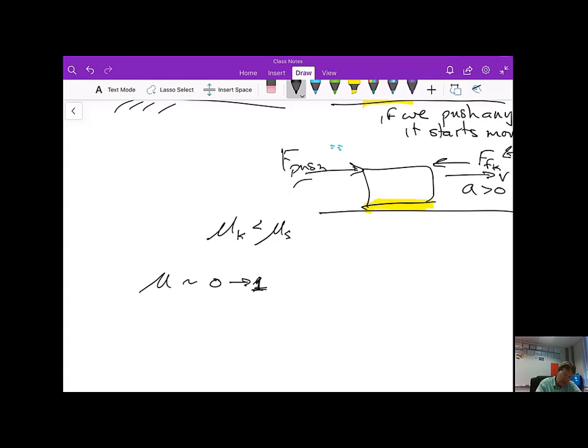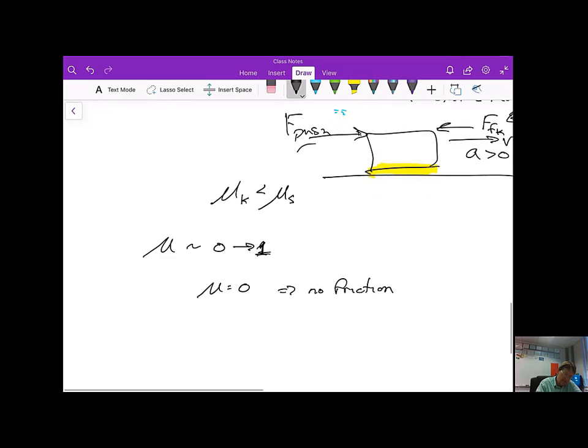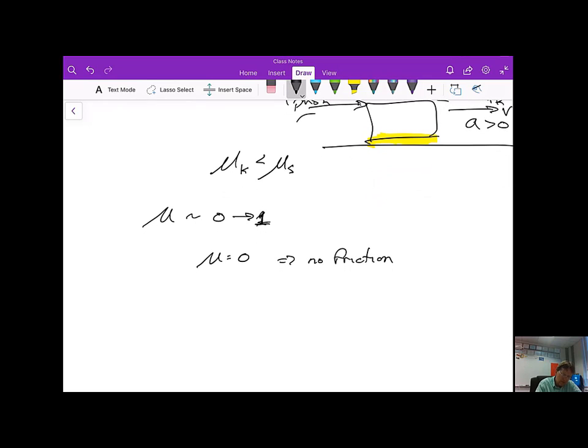0 would mean no friction, right? A coefficient of friction equal to 0, whether it's kinetic or static, would mean no friction. That means that the frictional force is 0 because mu times Fn is 0. A coefficient of friction of 1 means, let's say it's kinetic friction, it doesn't really matter if it's kinetic or static, that the frictional force would be equal to Fn.